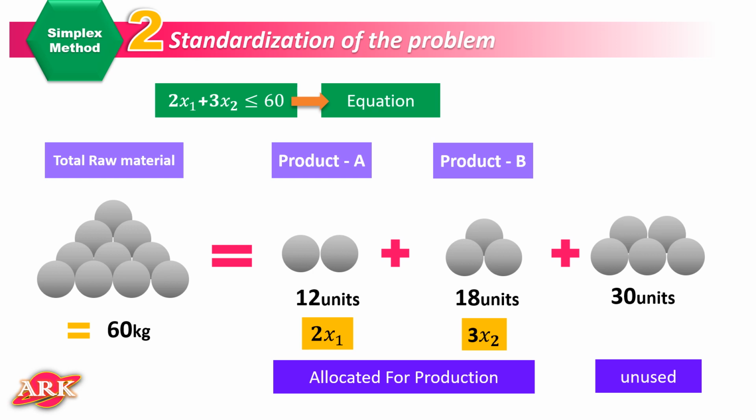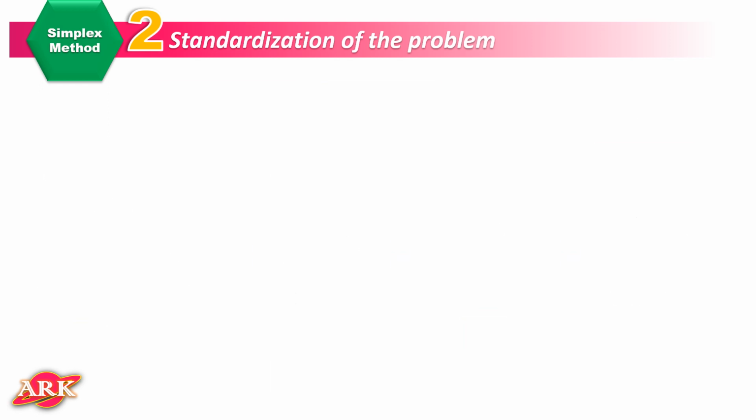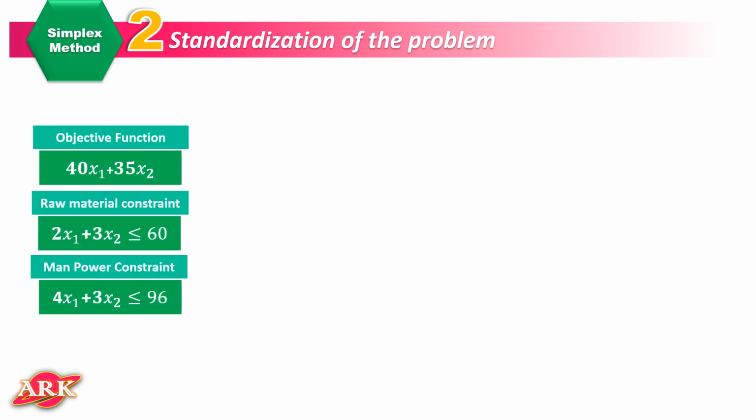But if you want to transform the inequality into an equation, we have to represent this 30 units in the equation by introducing some variable. Let it be S1. This S1 is called slack variable. If we introduce the slack variable, the equation will be like this: 2x1 plus 3x2 plus S1 is equal to 60.